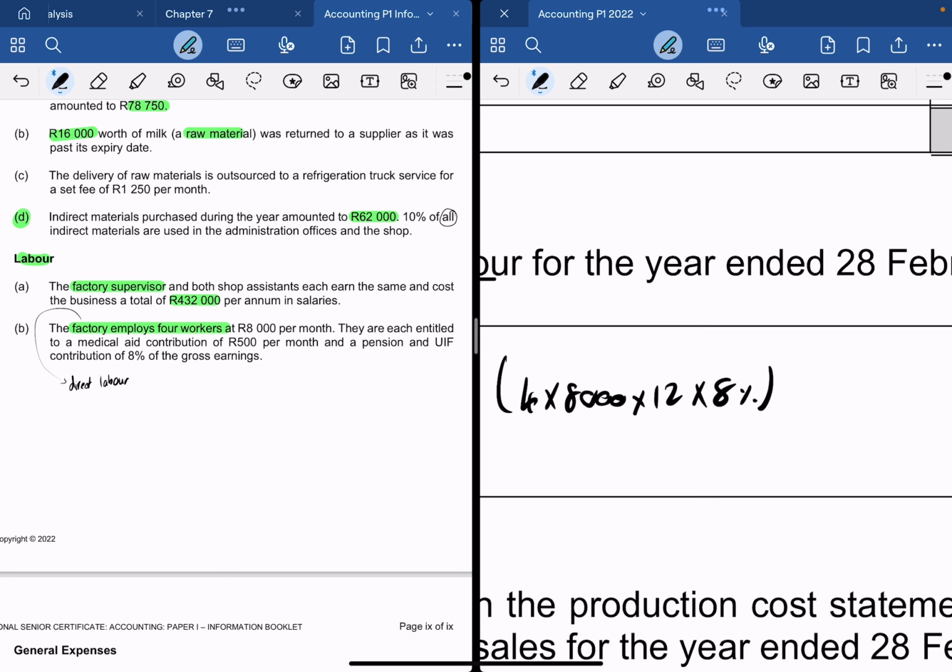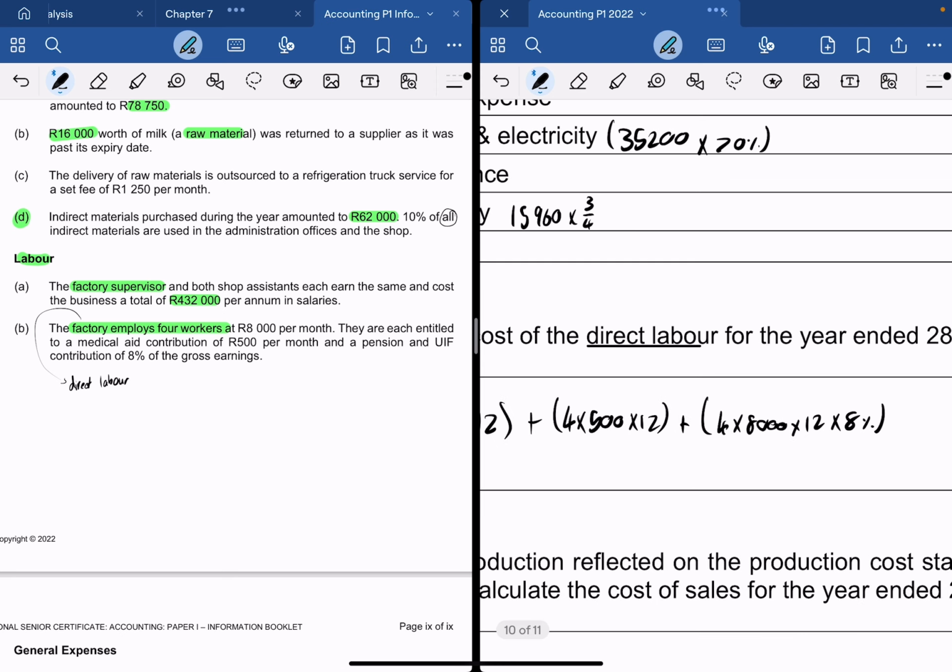And then this gives us a figure of, let me plug it in my calculator quick. 4 times 8,000 times 12. Okay.